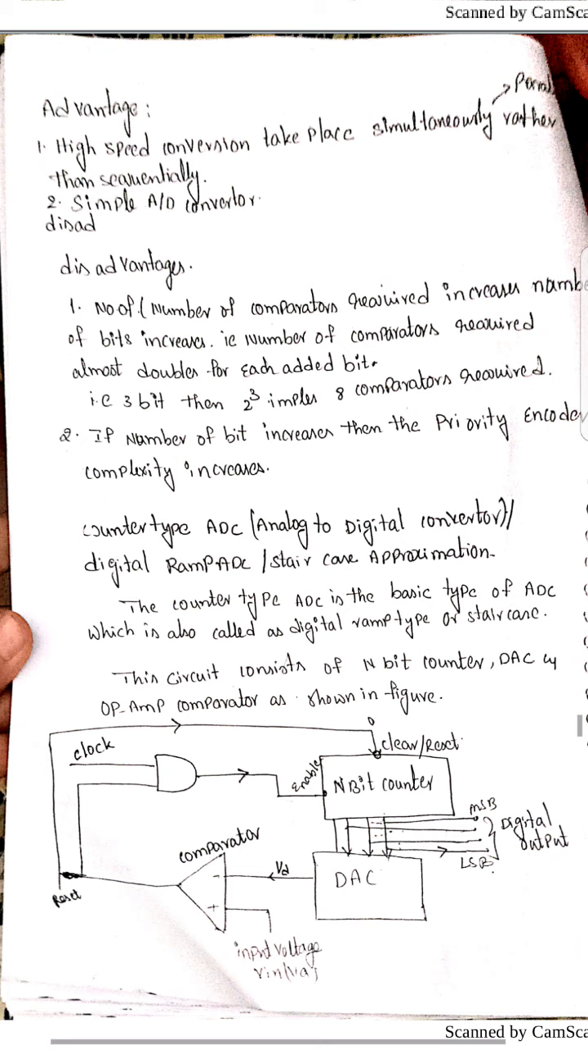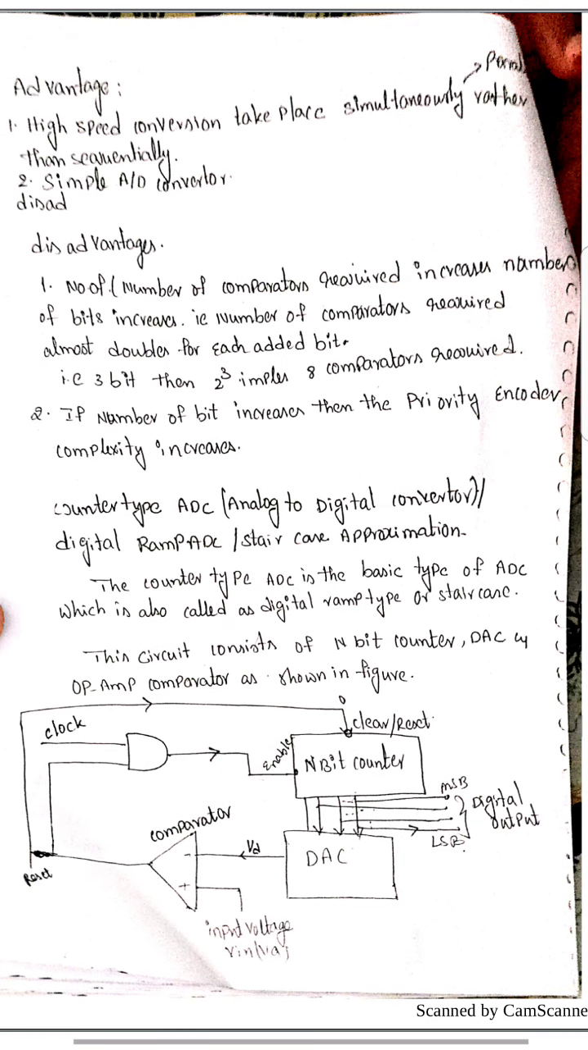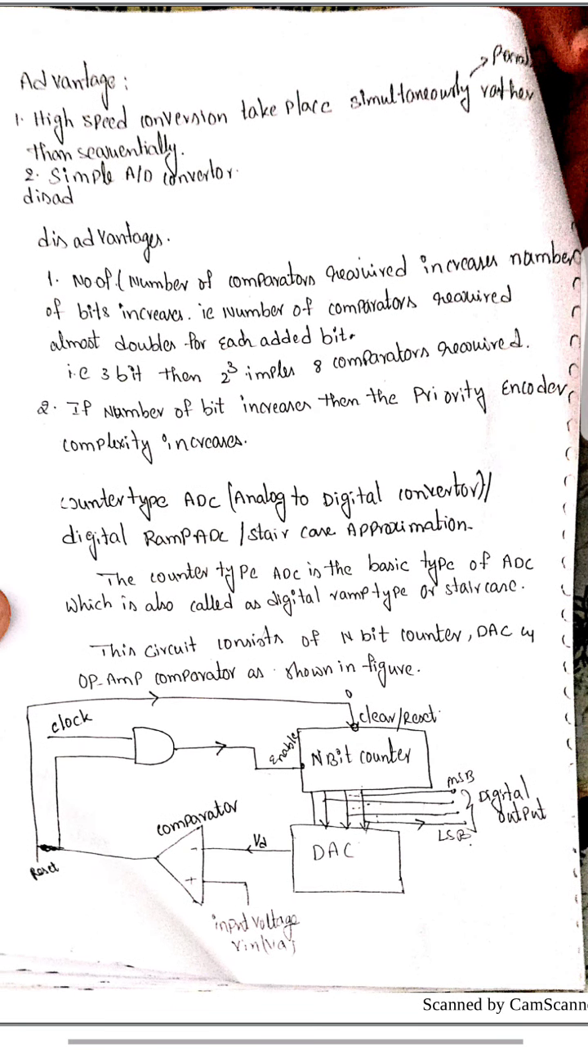Simple A to D converter. Disadvantages: the number of comparators required increases as the number of bits increases. The number of comparators required almost doubles for each added bit, that is for 3 bits, 2 power n, that is 2 power 3, implies 8 comparators required. If the number of bits increases, then the priority encoder complexity increases.